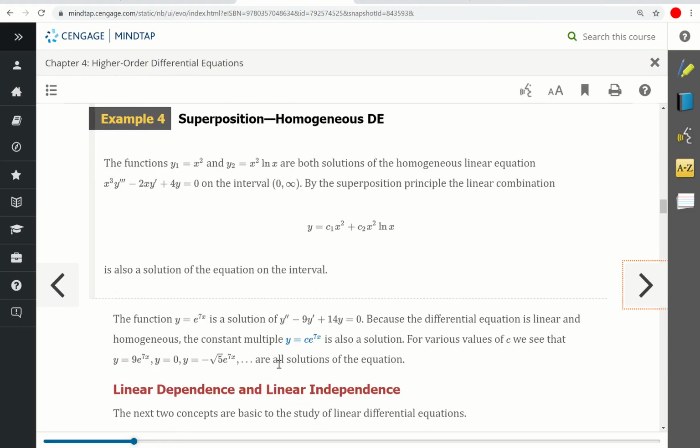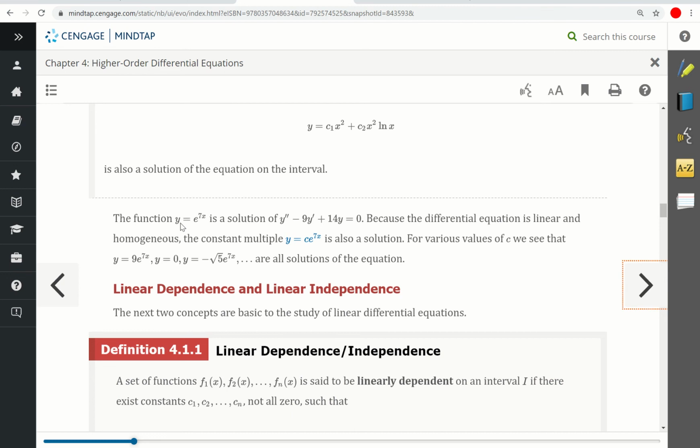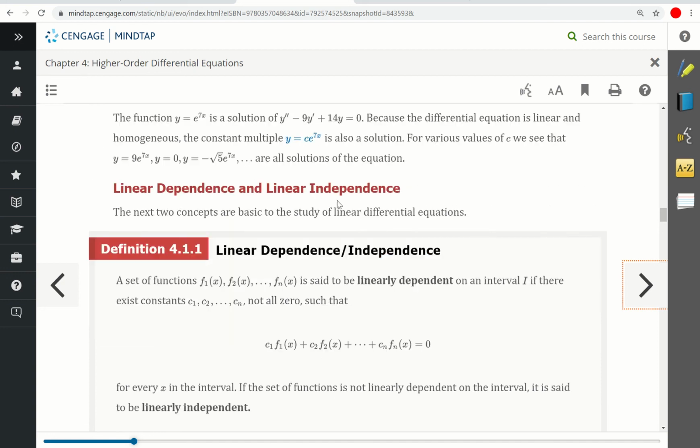In this example, they also show that if you take a constant multiple of a solution, then that will also be a solution. So even more easily, if you look at y equals e to the 7x, that is a solution to the homogeneous linear differential equation y double prime minus 9y prime plus 14y equals 0. Therefore, if you take a constant times that function, it too will also be a solution. So for different values of c, you can play around with it, but if c is 9, then you get 9e to the 7x, that's a solution. If c is 0, then you get the constant solution y equals 0, etc., etc.